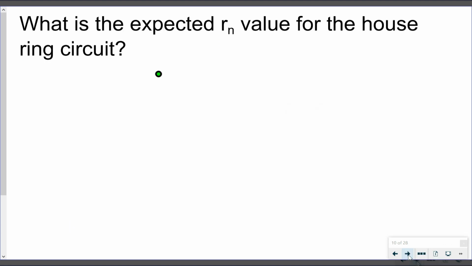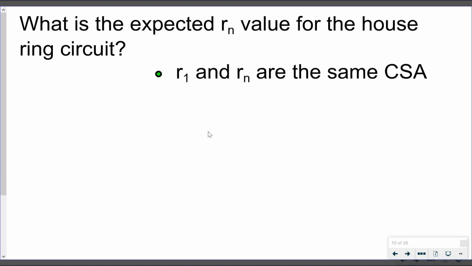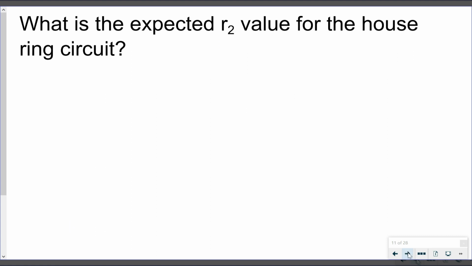A follow-up question might be, what's the expected Rn value for the house? If R1 and Rn are the same cross-sectional area, then the Rn is going to be the same value. Follow-up question from that, what is the expected little r2 value for the house ring circuit?